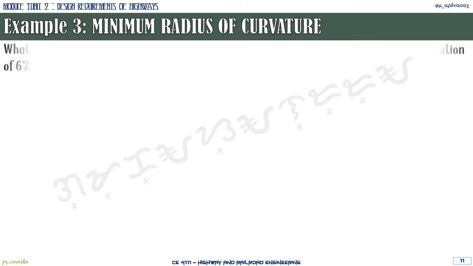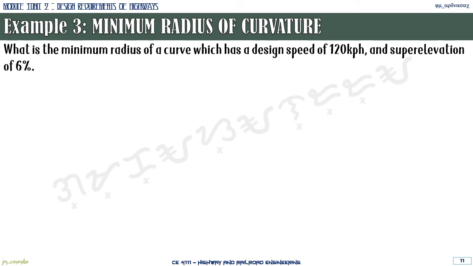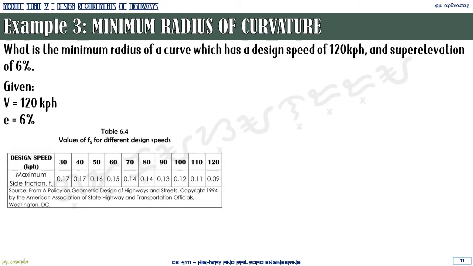So next, example number 3. What is the minimum radius of a curve which has a design speed of 120 kph and superelevation of 6%? So we are given design speed 120 kph and superelevation 6%. So for our side friction, we're going to use again table 6.4.